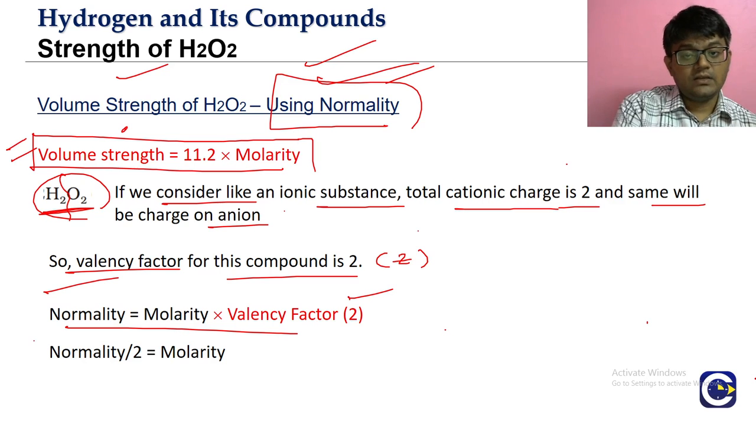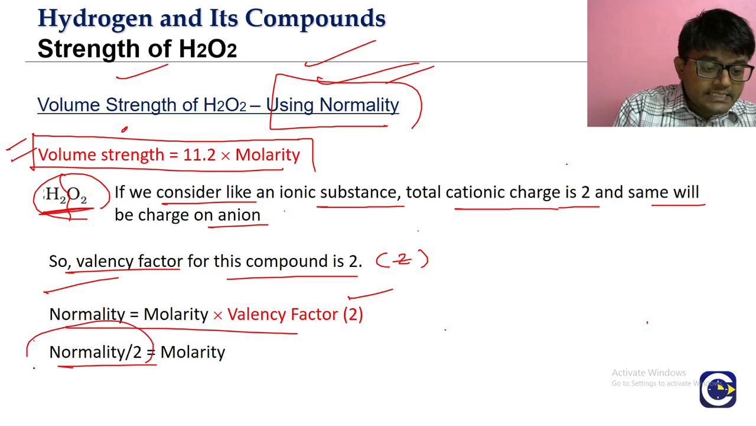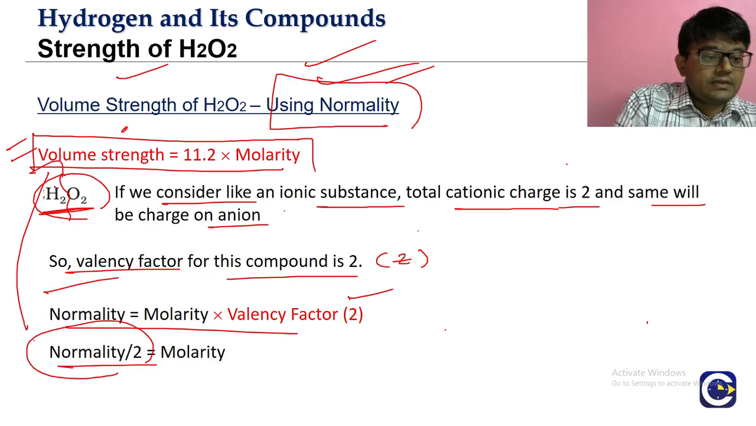Otherwise, what we can write? Molarity is equal to normality by 2. Take the 2 to the left side. Normality by 2 will be equal to molarity. Okay. Now we'll just take it as it is and substitute here in the equation.